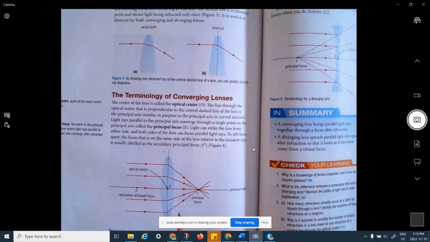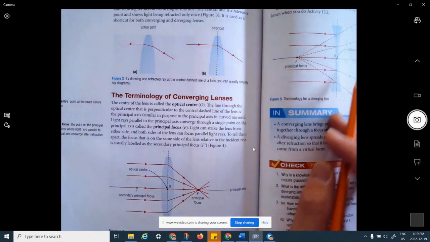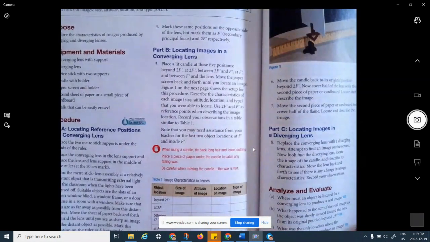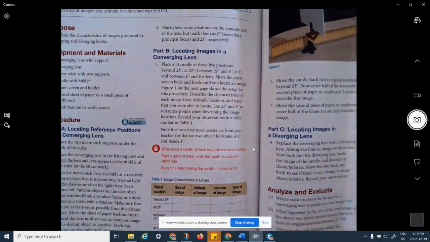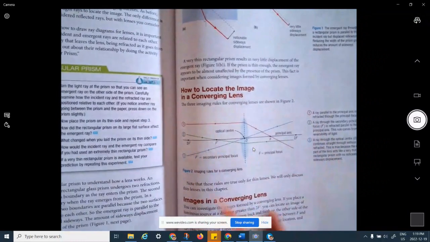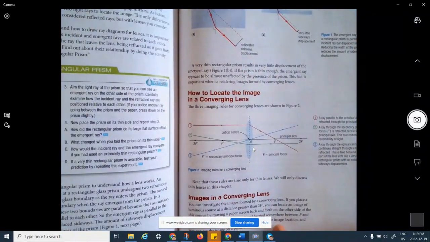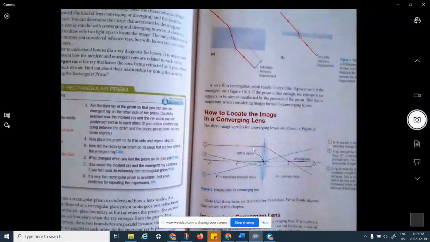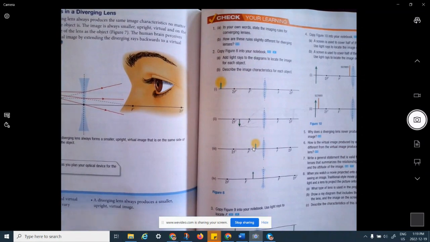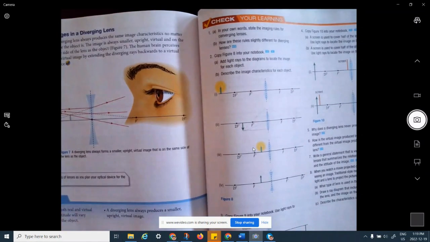In terms of the different terminology, it is very similar to the convex or concave mirrors, as well as drawing the ray diagram for lenses. Make sure you do some practice, as I said on Friday. I think that's about it.